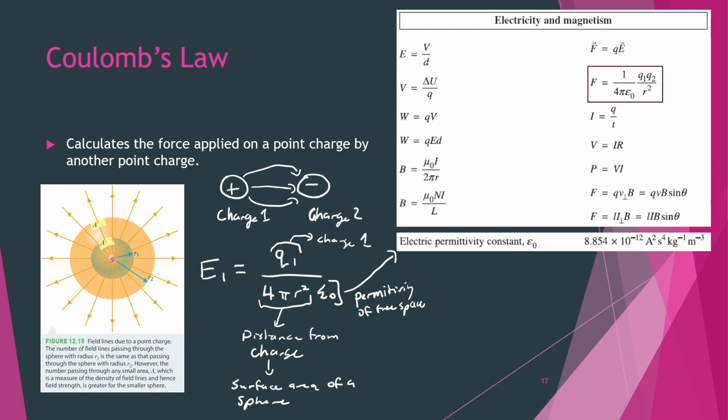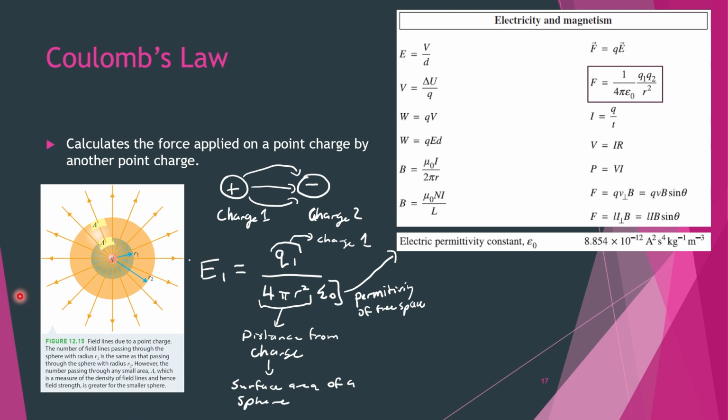Now, this equation here describes the electric field of a point charge depending on how far away we are from it. However, this is not reflective entirely of Coulomb's law, which allows you to, again, calculate the force applied on a point charge by another point charge. Here, what we need to introduce is charge 2, the charge being influenced from the first point charge, as well as the resulting force that it experiences.